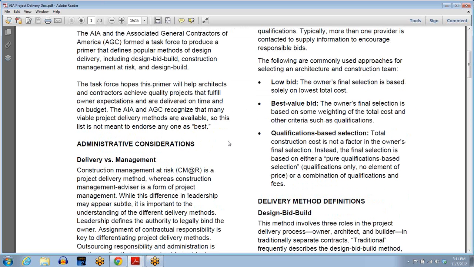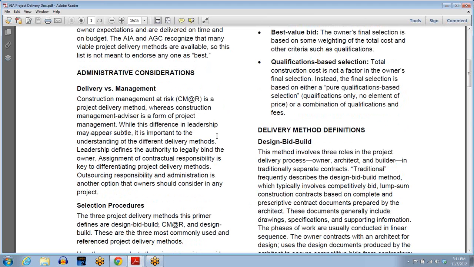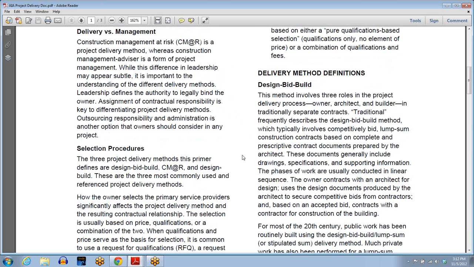So if you look at your left column, they give you some distinctions between delivery and management and technically what the differences are. You need to understand what the difference is because as you read through the document, they're going to be referring to these 2, and so you need to be able to distinguish it.